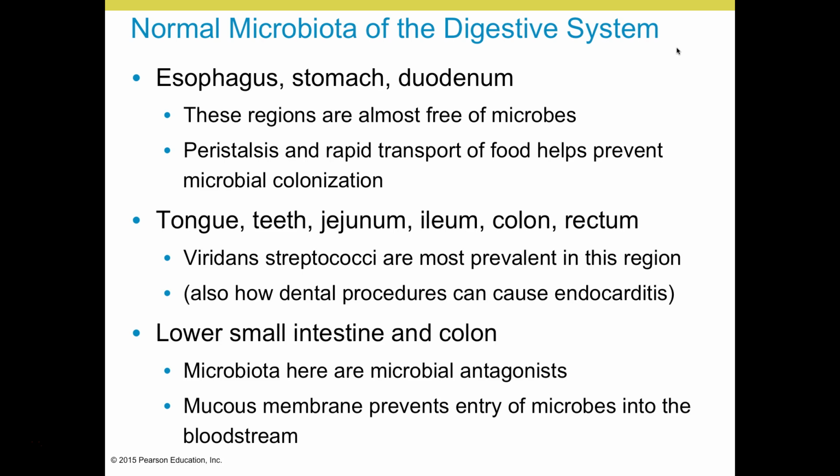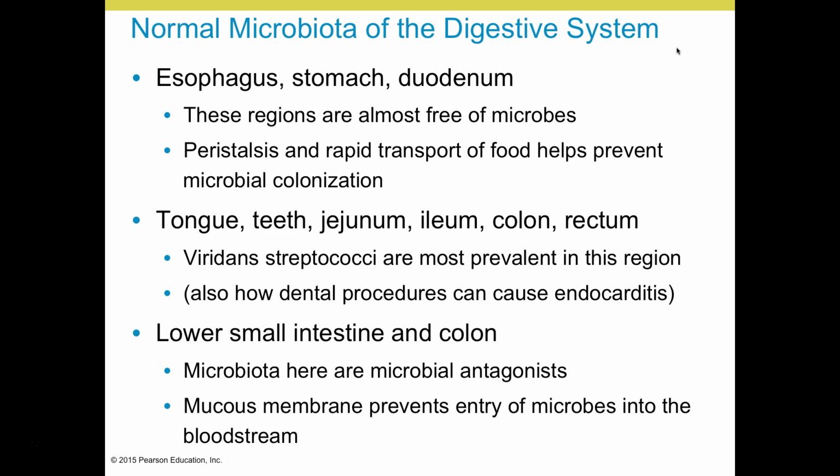Okay, as you already know, we do have a normal microbiota in the digestive system. The esophagus, stomach, and duodenum are actually almost free of microbes, and this is due to peristalsis. And as you know, that is a function of the esophagus. The rapid transport of food helps prevent colonization by microbes. In the tongue, teeth, jejunum, ileum, colon, and rectum, you do have streptococci.